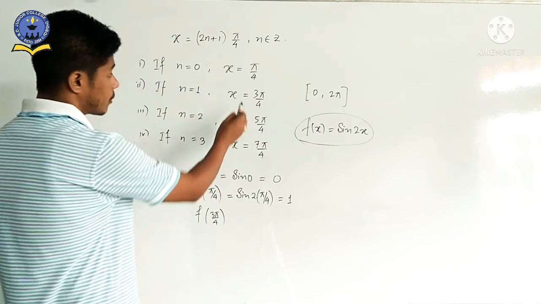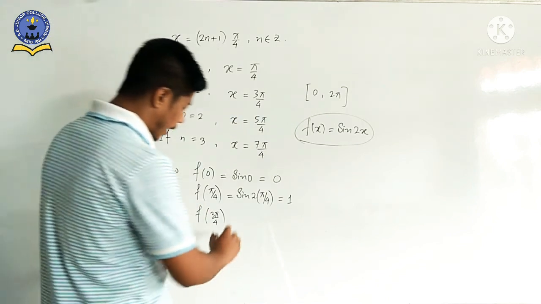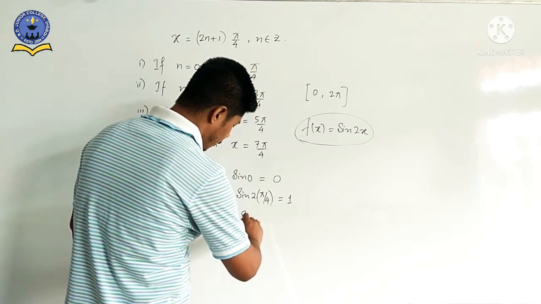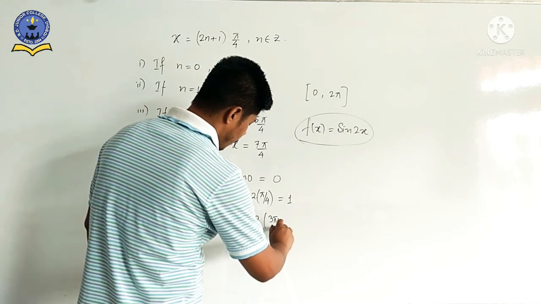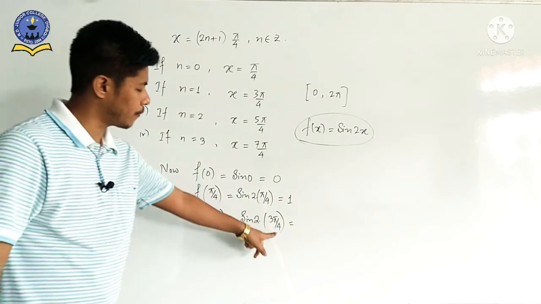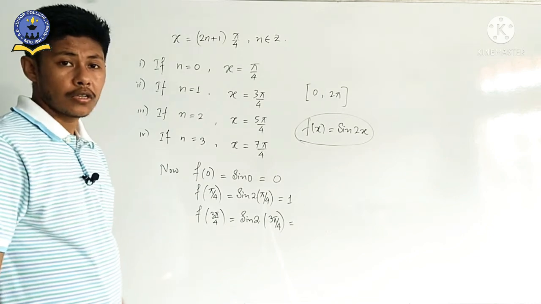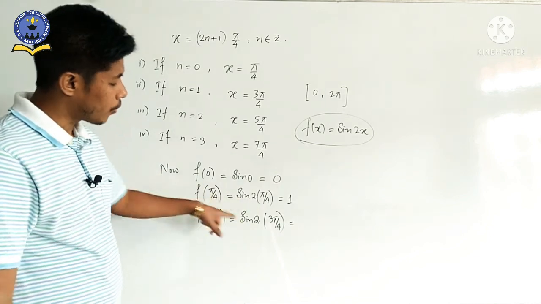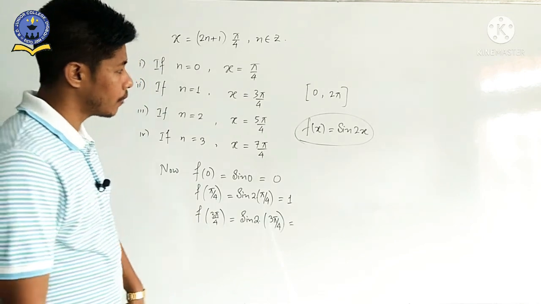The next point is here x equal to 3 pi by 4. So that's why we have to put 3 pi by 4. And when we put 3 pi by 4, we get here sine 2 times 3 pi by 4. So if we cancel this 2 with 4, then here remains 3 pi by 2. So 3 times pi by 2. Without evaluating this, we can directly write down the answer. All of you know how?